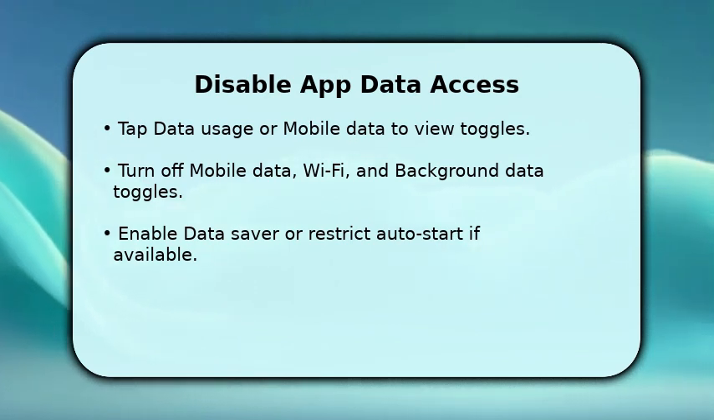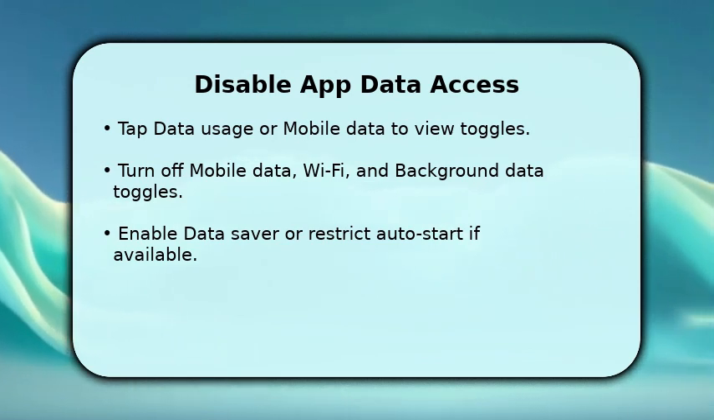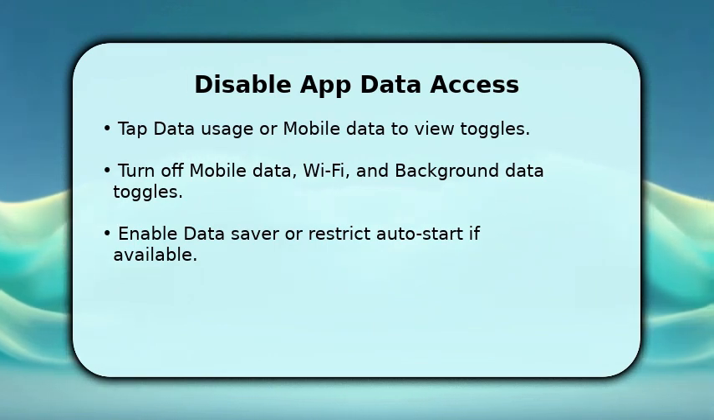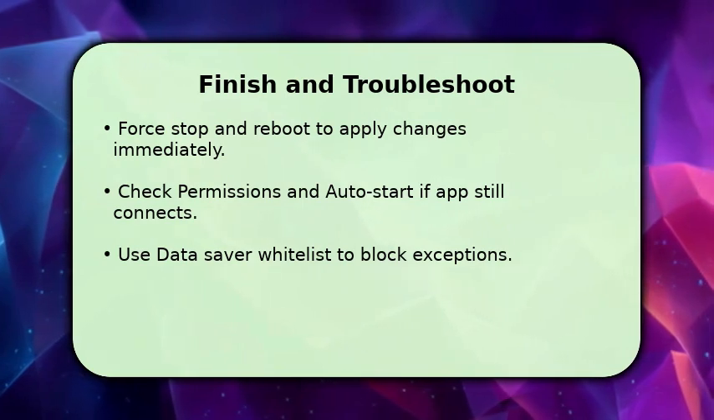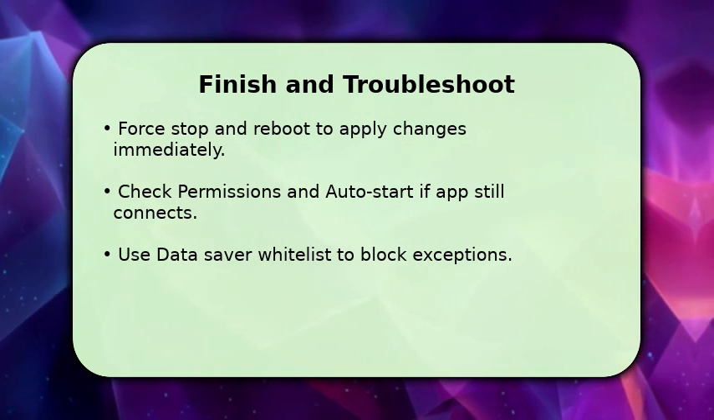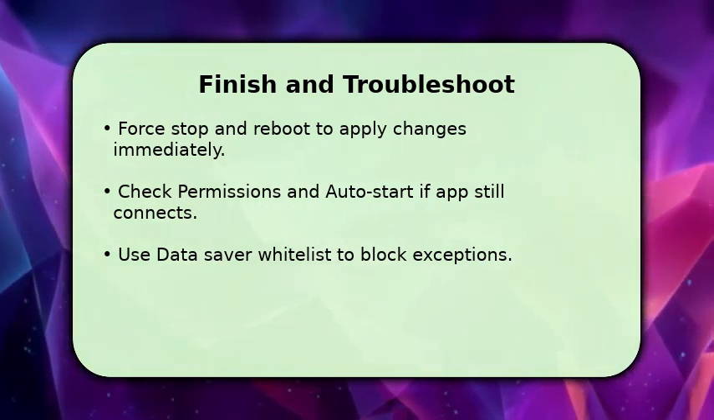After toggling, return to App Management and verify that network indicators are grayed out. This confirms the app cannot use cellular or Wi-Fi until you re-enable them. To finalize, force stop the app and reboot your phone so the restrictions take effect across services. Once done, open the app to confirm no data flows. Check the data usage screen again for zero activity.